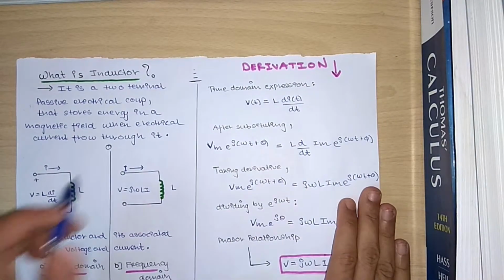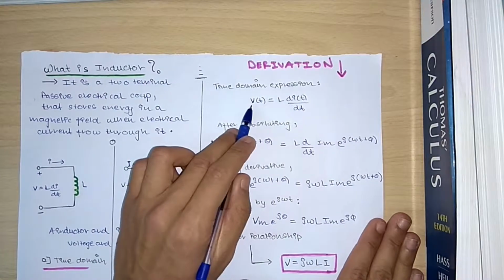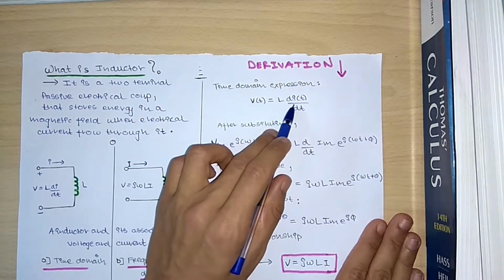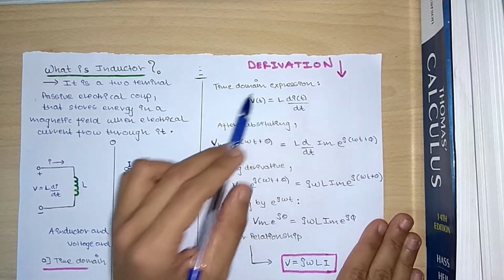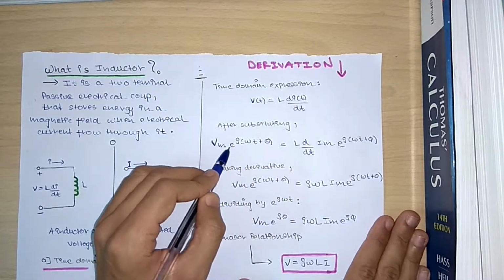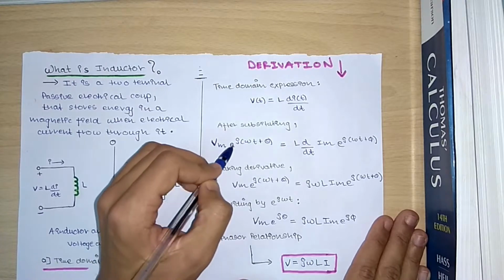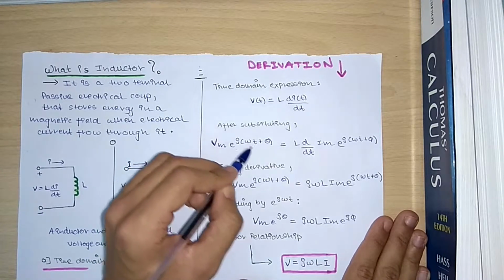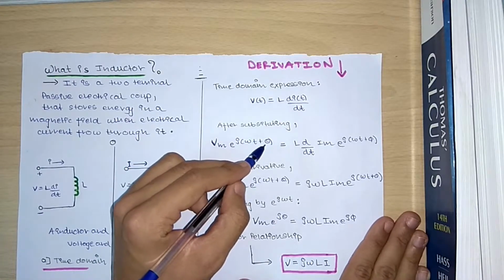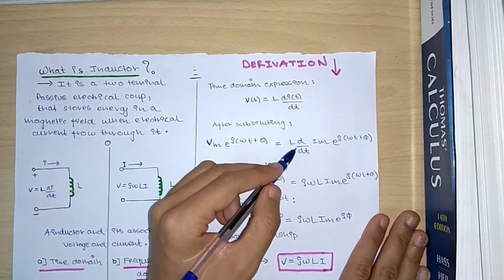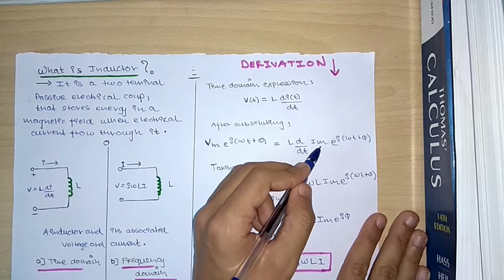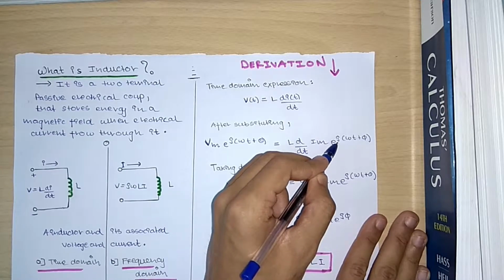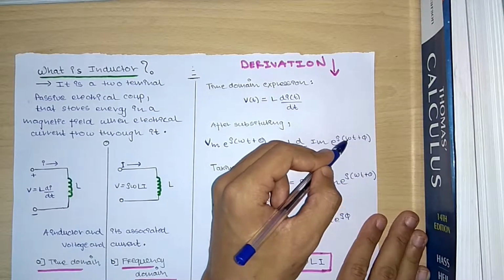Now, moving towards the relationship between the voltage and the inductance of an inductor, which is being shown here. Now we are again substituting the voltage by the complex voltage, which is Vm e raised to power j(omega t plus theta), and L into d by dt of the complex current, which is Im e raised to power j(omega t plus theta).